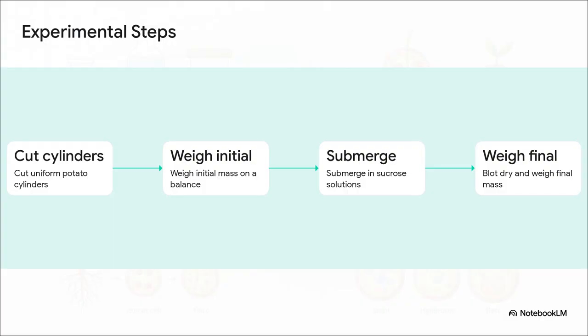So here's the game plan for our experiment. Step 1, cut those highly uniform potato cylinders. Step 2, we place them on a highly sensitive digital balance to record their initial mass, right down to the decimal. Step 3, we submerge them into our labeled beakers. And here's where the suspense really builds. We have a range of sucrose, or sugar, solutions, starting from 0.0, which is pure distilled water, all the way up to a highly concentrated 1.0 moles per cubic decimeter. Finally, step 4. After 30 minutes, we gently blot them dry and weigh their final mass.